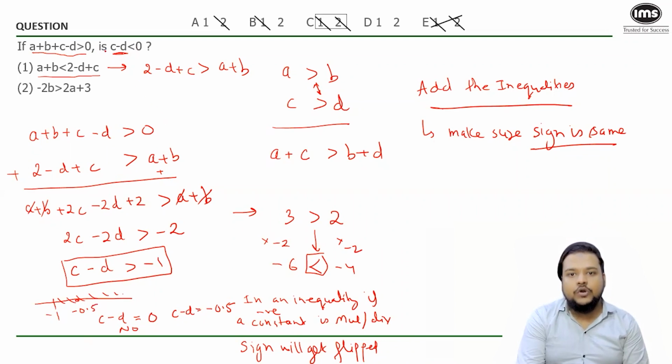Now, what is the answer to your question? Is C minus D less than 0? Is -0.5 less than 0? The answer is yes. So a no, a yes means what? I hope you are able to recall. A no, a yes means nothing but that statement 1 is insufficient to answer my question. Hence, I can declare that statement 1 is insufficient.